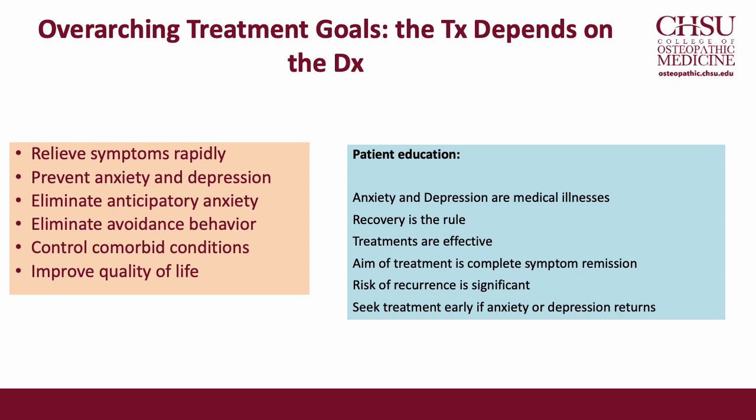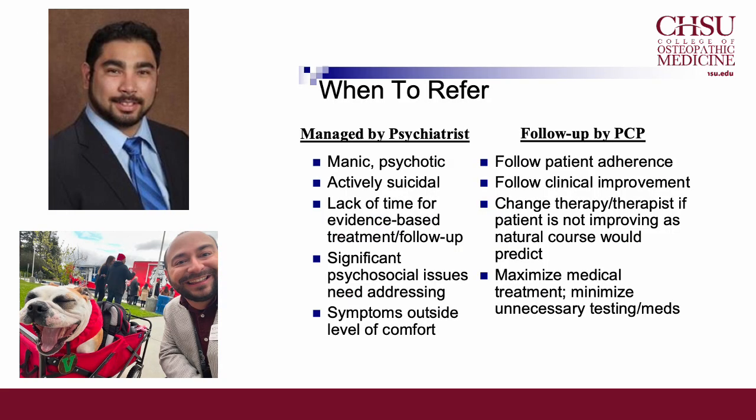We want to emphasize, especially in our world that has so much stigma around mental health diagnoses and treatment, that anxiety and depression are medical illnesses. Treatments are effective, and the aim of treatment is complete symptom remission as often as we can achieve that. However, the risk of recurrence is significant, and we want to encourage a person to be welcomed and invited to seek treatment early if their anxiety, depression, or other mental health symptoms return.